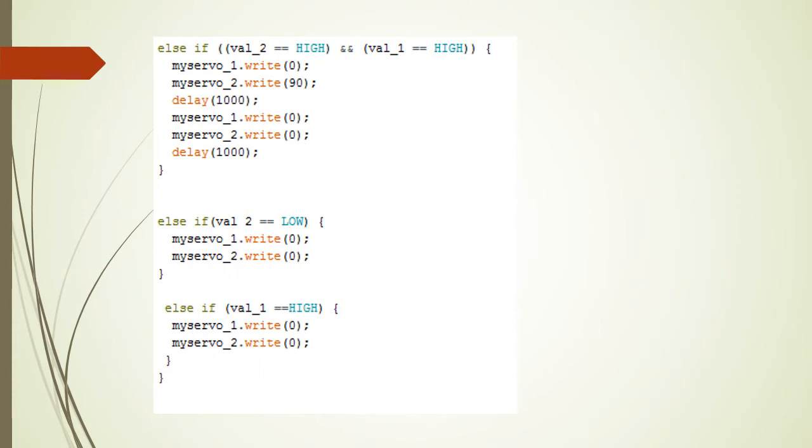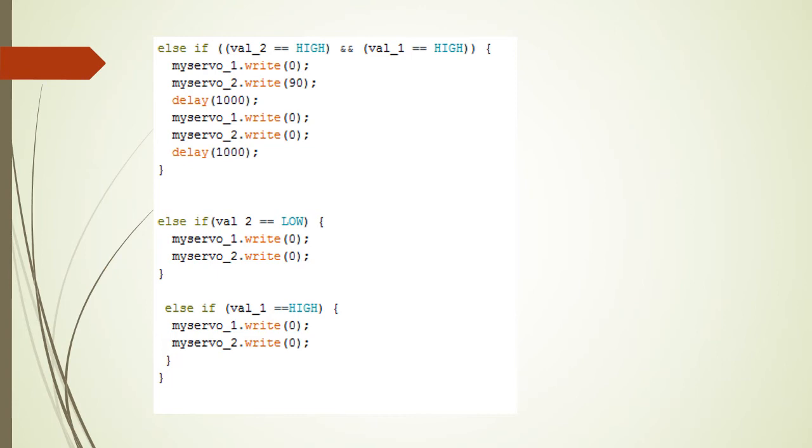Okay, the next condition is else if valve 2 is equal to high, which means the water sensor detects rain on it, and valve 1 is equal to high, which means the limit switch is not pressed. Servo 1 remains at 0 degree position, and servo 2 will move 90 degree and back to 0 degree position repeatedly. And next one, else if valve 2 is equal to low, which means the water sensor detects no rain on it, servo 1 and servo 2 remain at 0 degree position.